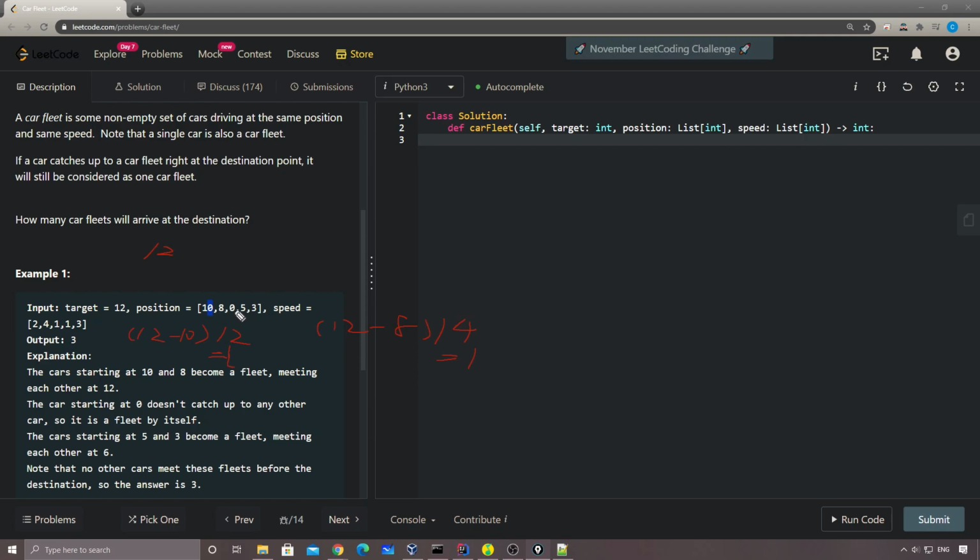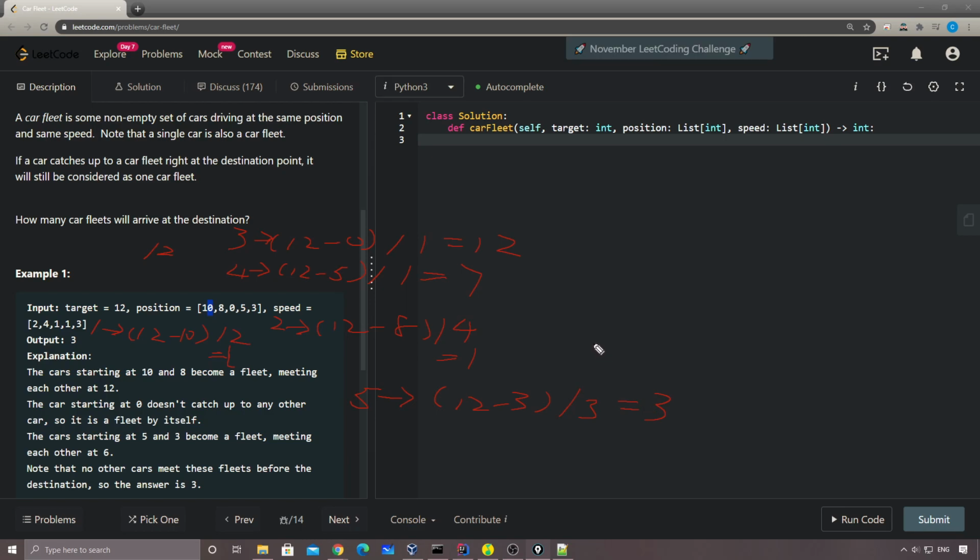And then for car 3 here, since the speed is 1, the time for car 3 to reach the target is 12 minus 0 divided by 1, which is 12. How about car 4 here? Car 4 is 12 minus 5 divided by 1, which is 7. And finally, car 5 is 12 minus 3 divided by 3, which is 3.